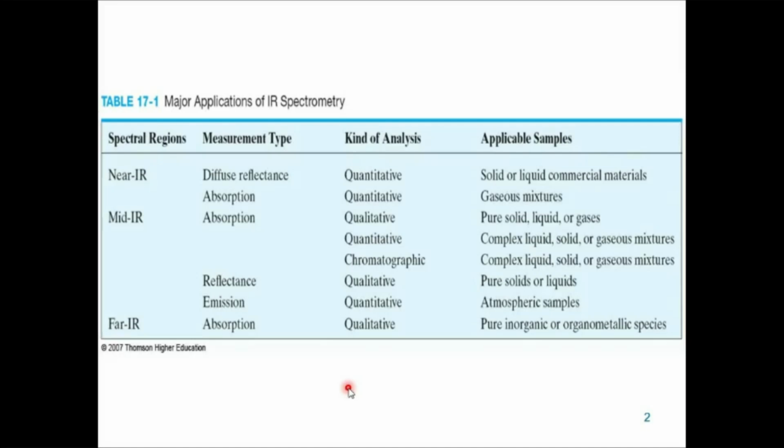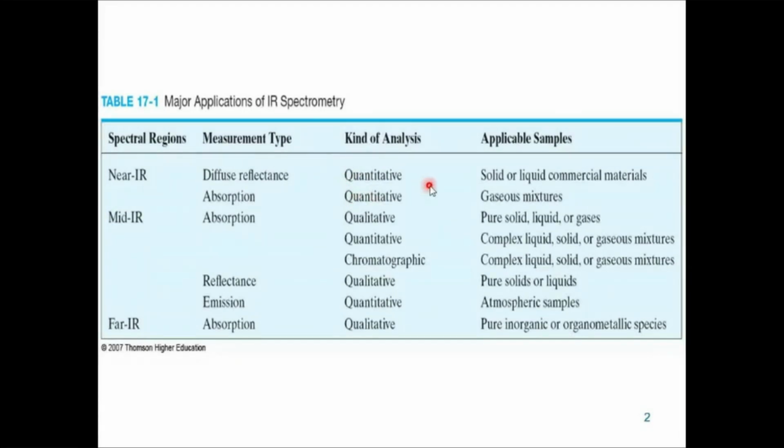So this table in front of you states the application of different spectral regions, what measurement type can be utilized, and which are the applicable samples. For the near IR region, the type of measurement used is diffuse reflectance and also absorption. You have studied diffuse reflectance in your BPharm, but near IR is mostly quantitative. Qualitative measurements are rarely possible.